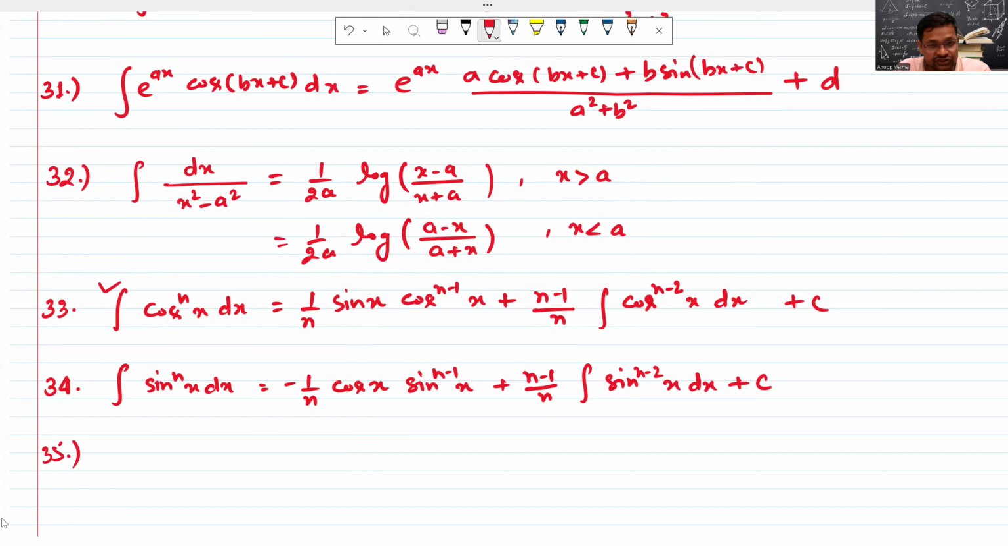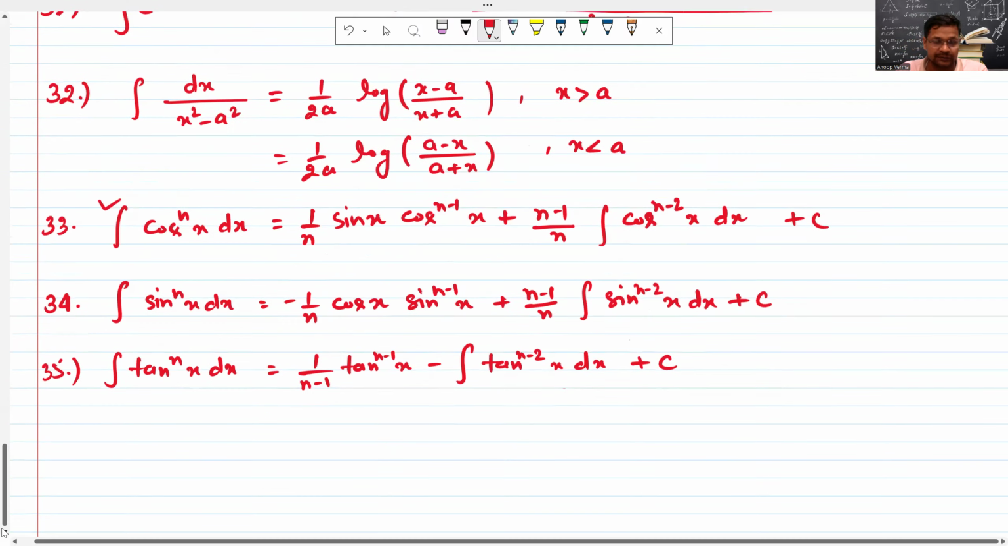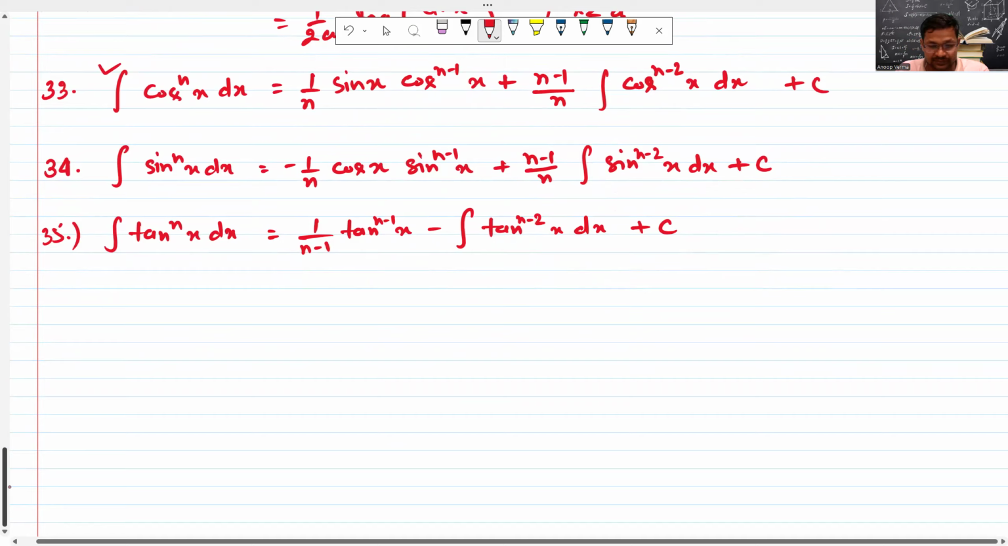And then the integration of tan to the power n of x dx is equal to 1 upon n minus 1 tan to power n minus 1 of x, minus integration of tan to power n minus 2 of x dx, plus c. So you just remember these formulas for the advanced level integration.